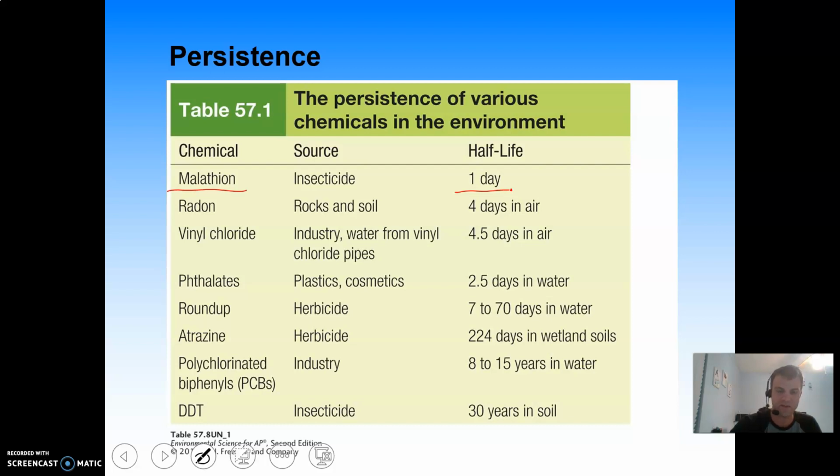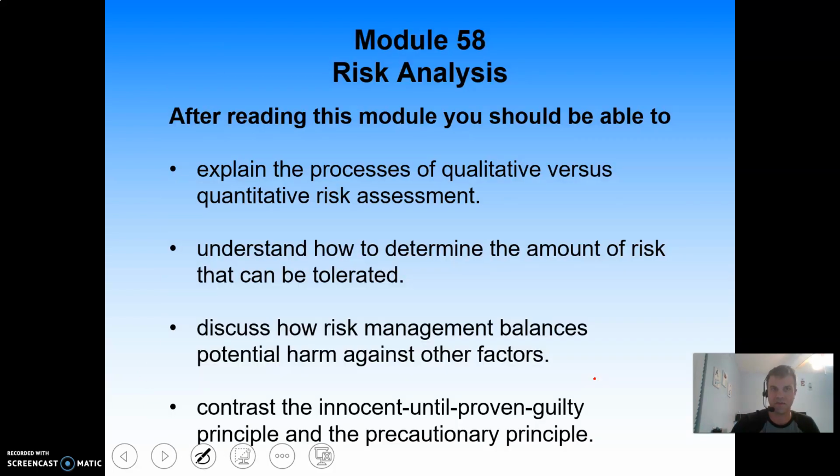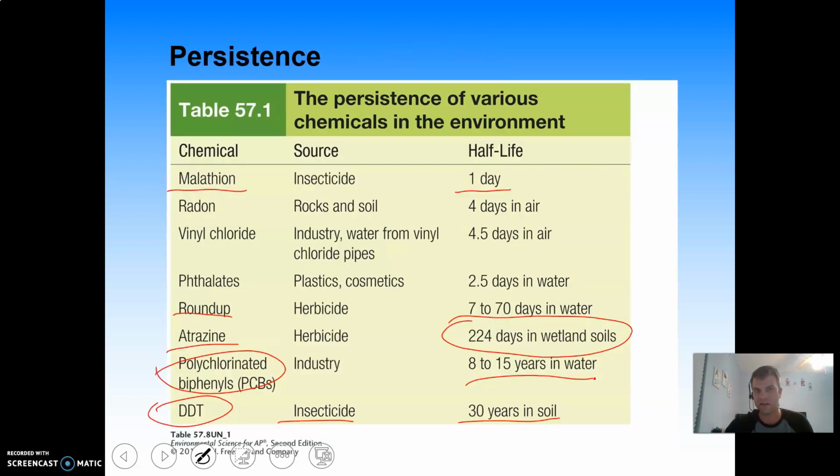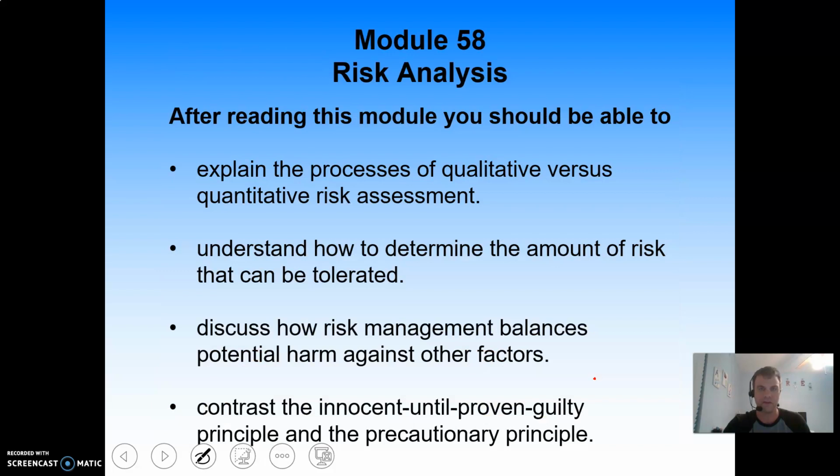But it goes all the way up to DDT that we just talked about, a super harmful insecticide that was used and can stay up to 30 years in soil, so that's pretty bad. You can see other ones here, atrazine and Roundup, which are both herbicides, and look at that, 224 days. In wetland soils, PCBs, used in industry all the time, last 8 to 15 years in water, so those are pretty persistent chemicals. And that's it for Module 57. We'll be in Risk Analysis Module 58 in the next lecture.